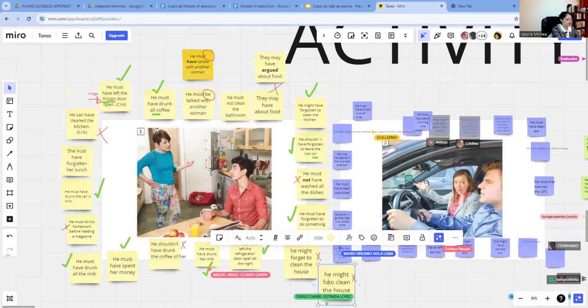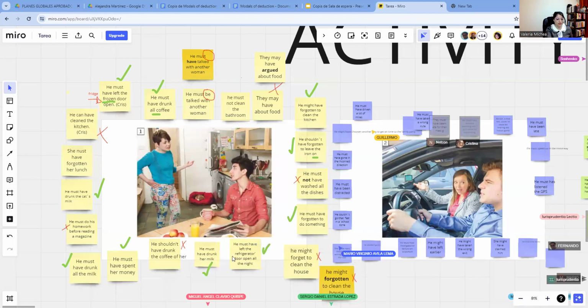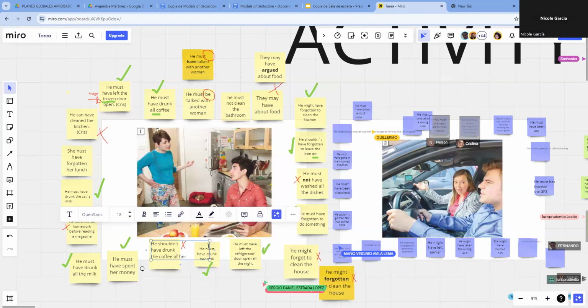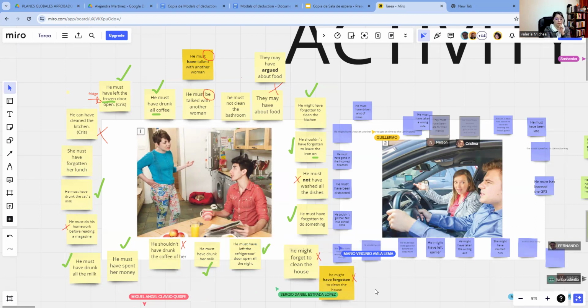So again, let me try to correct this one. He might have forgotten. The structure is very important. We usually make mistakes related to the structures. Then we have "He shouldn't have drunk all the coffee of her." And in the last example, you forgot the verb have. Oh, there you go. Thank you very much for telling me. So he might have forgotten. That's better.